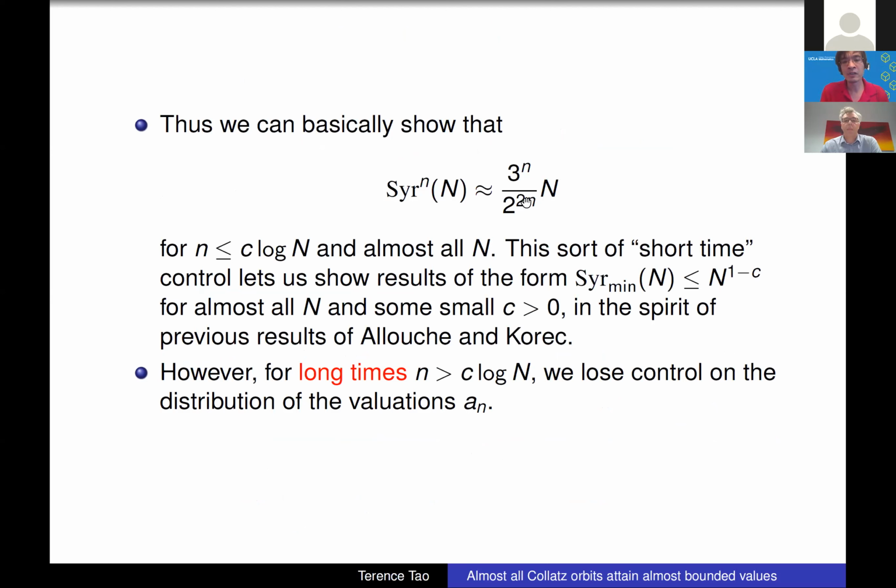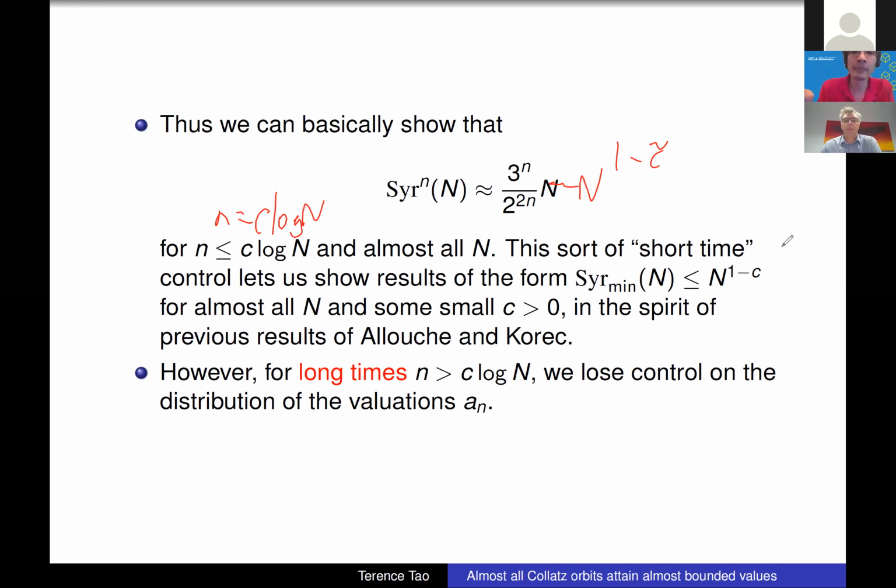And if you make little n a small multiple of log n, then this is n to 1 minus a small constant, maybe a slightly different constant than this constant here. And so this is basically how you can prove the short time results that I mentioned earlier, that you can get the orbit to go a little bit below, so n to 0.99 or something. You can get a little bit below n in this way.